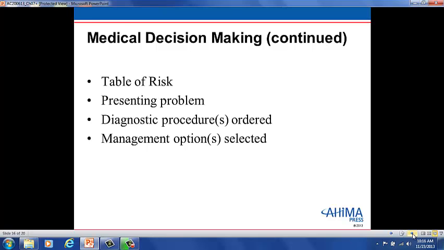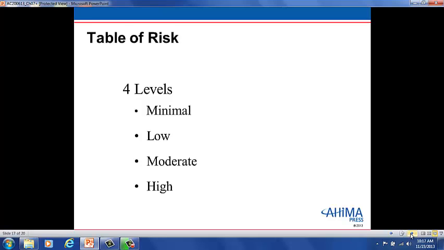So here, part of this medical decision making, of course, is the table of risk, which is in your workbook to review: the presenting problem, why the patient is there, what diagnosis or diagnostic procedures were ordered, and what management options were selected. Within the table of risk, once all compiled, there are 4 levels of risk: minimal, low, moderate, or high. Please review the table of risk in your workbook.